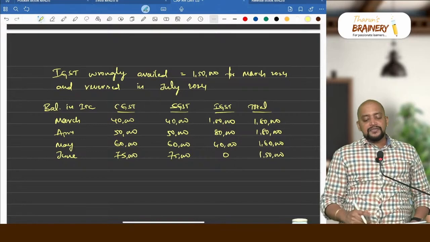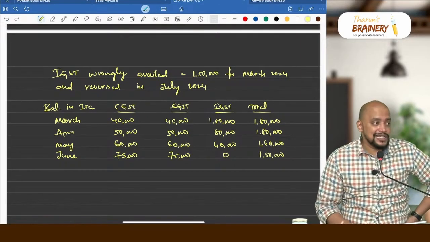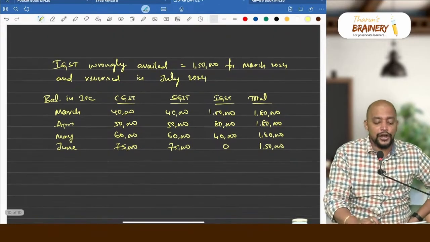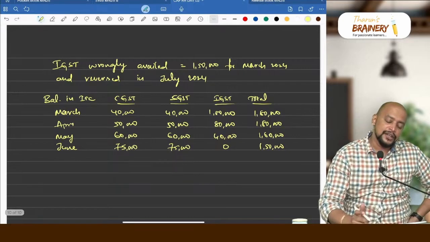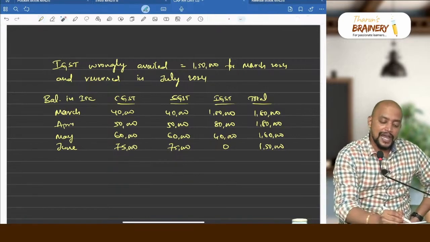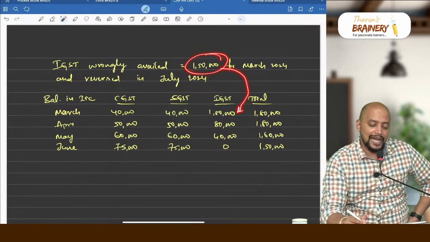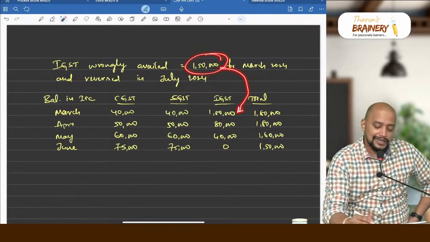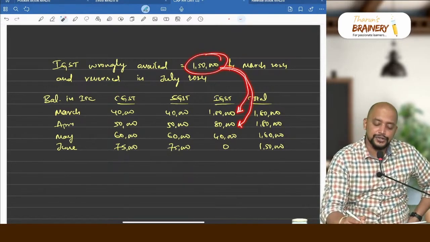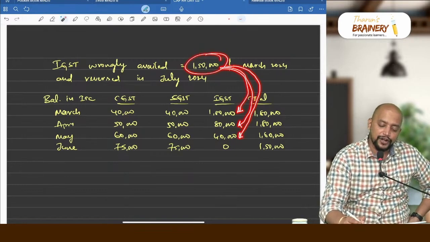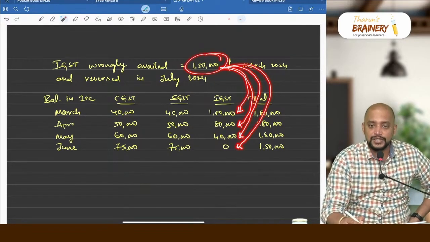Now tell me whether we have utilized the IGST credit or not. If you observe here, in the IGST column alone, 1,50,000 came down to 1 lakh, means 50,000 utilized. Then it came down to 80, 20,000 utilized, then it came down to 40, 40,000 utilized, then it came down to 0, means fully it has been utilized.